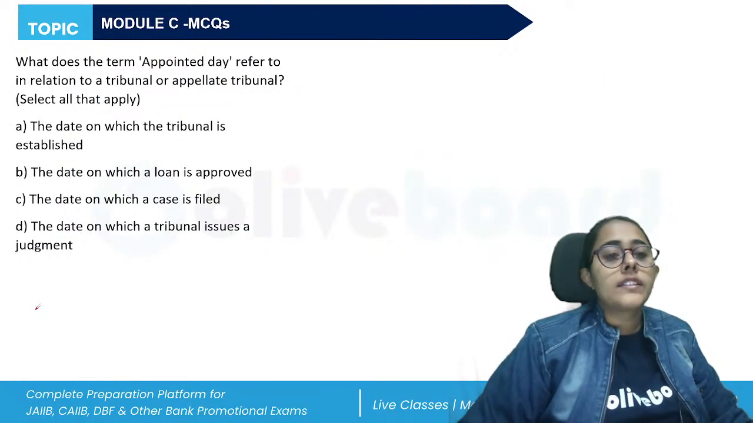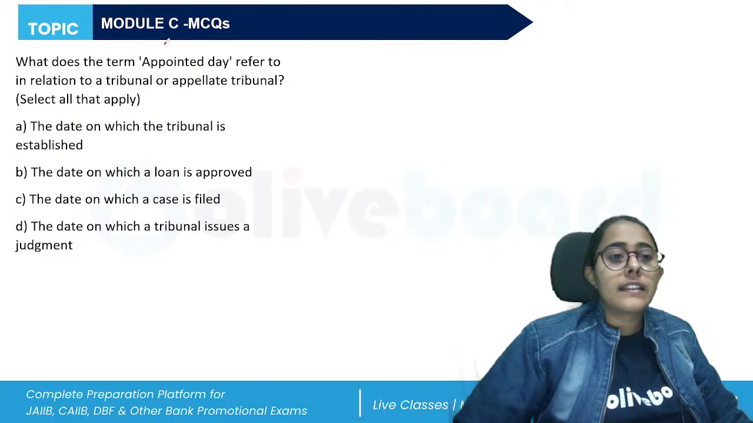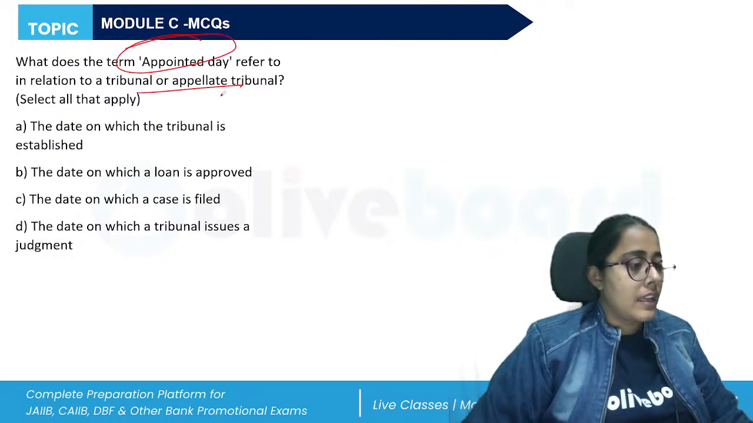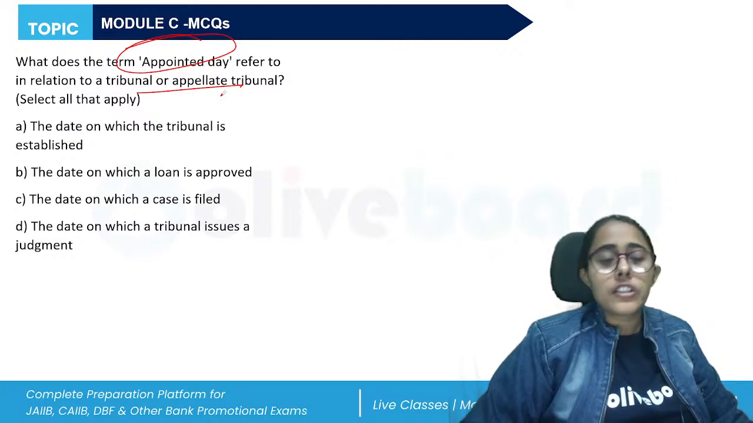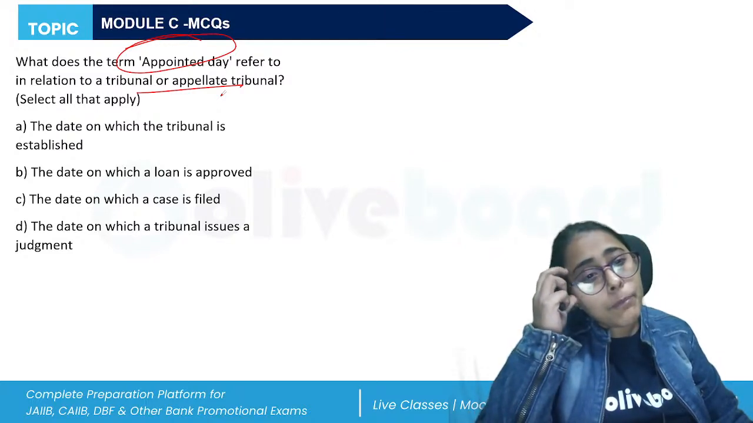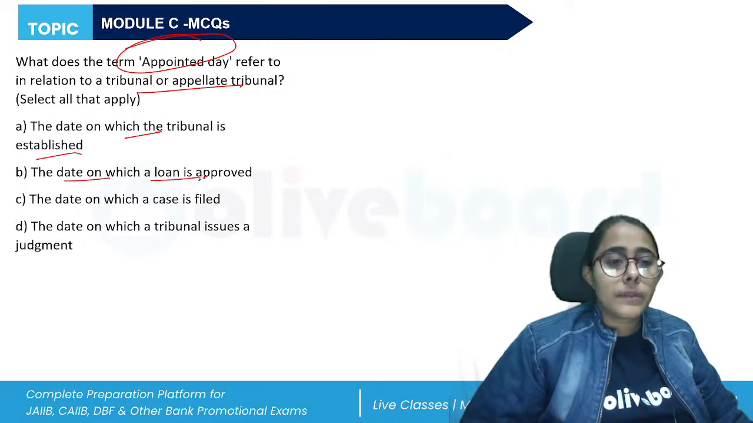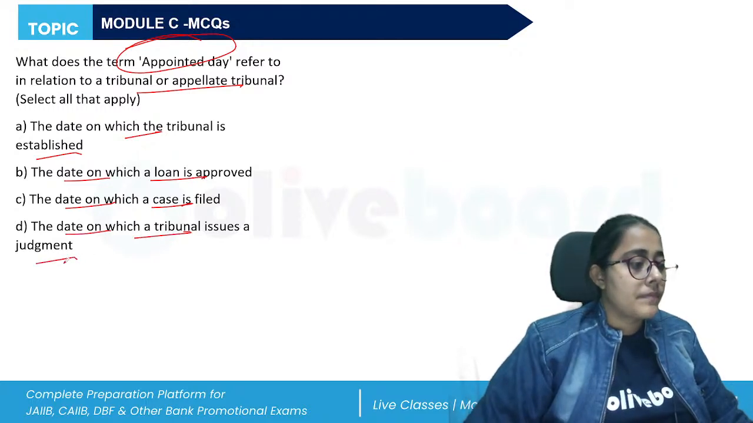Next, what does the term appointed day refer to in relation to a tribunal or appellate tribunal? According to the various provisions under the Debt Recovery Tribunal or Appellate Tribunal, what is the meaning of the appointed day? The date on which the tribunal is established, the date on which the loan is approved, the date on which a case is filed, or the date on which the tribunal issues a judgment.